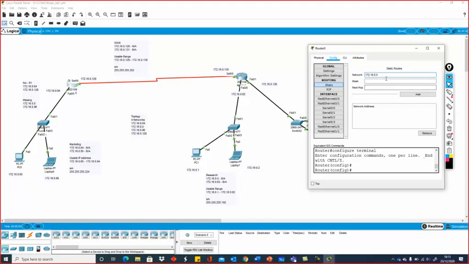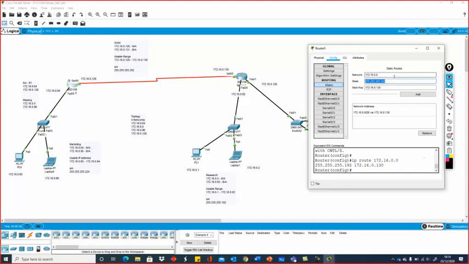172.16.0.0. What's the subnet mask of that network? 255.255.255.192. So we are on this router. What's the next hop from this router to that network? The next hop is 172.16.0.130, and then you click on add. You have to put the actual network address, the actual subnet mask, and then the next hop. That's done.